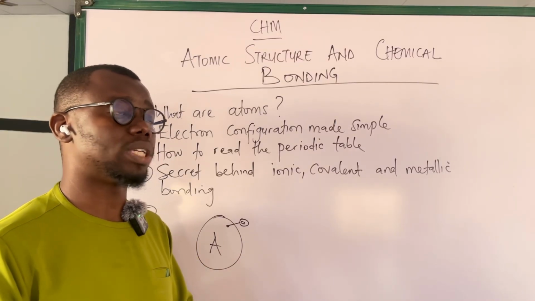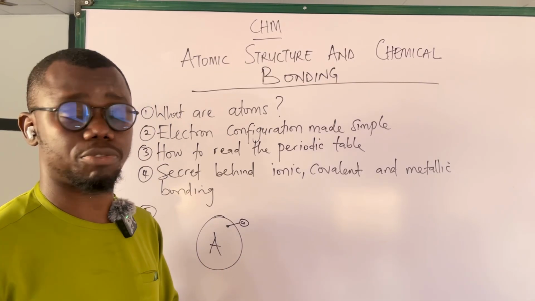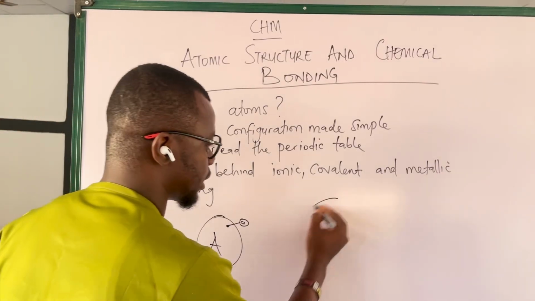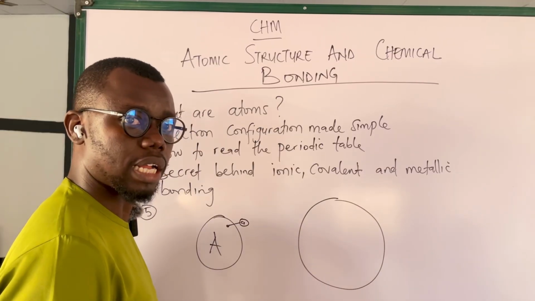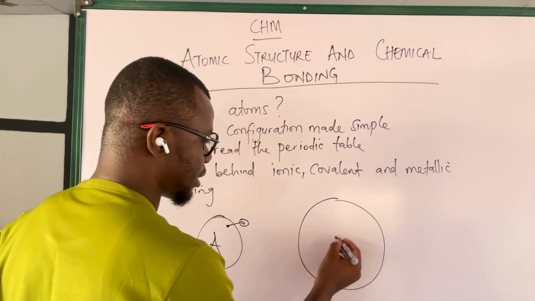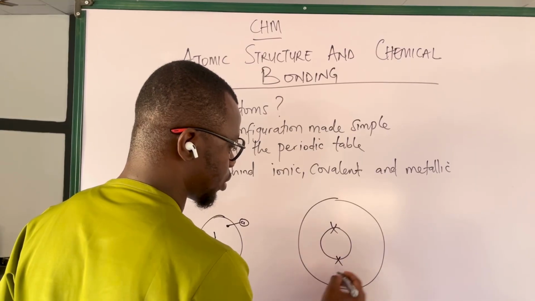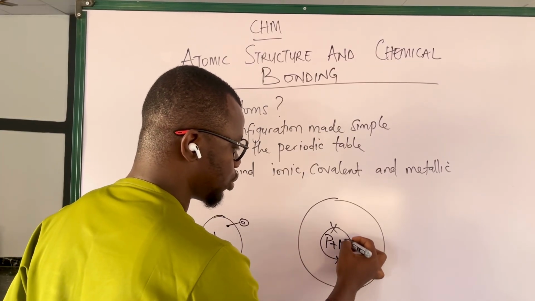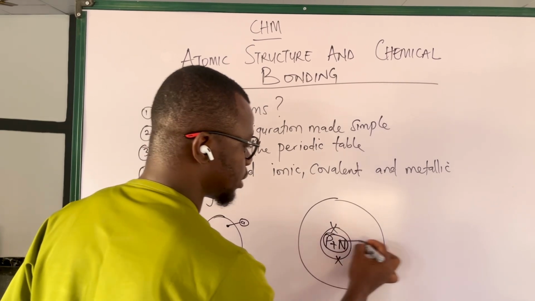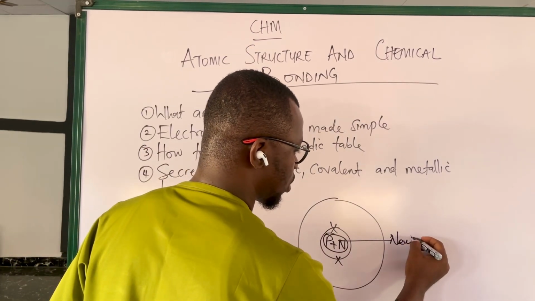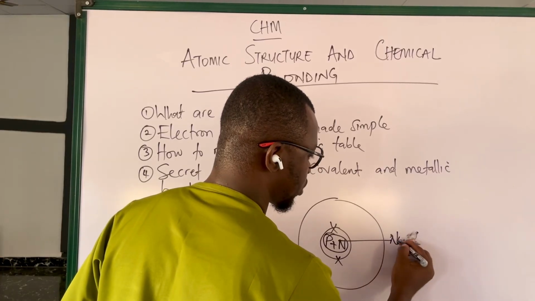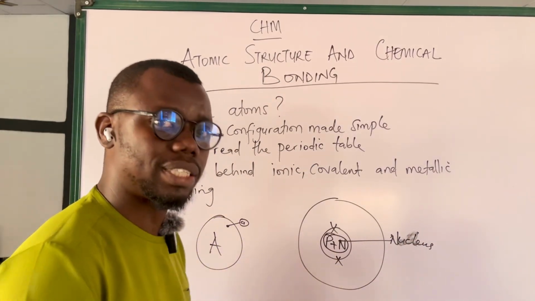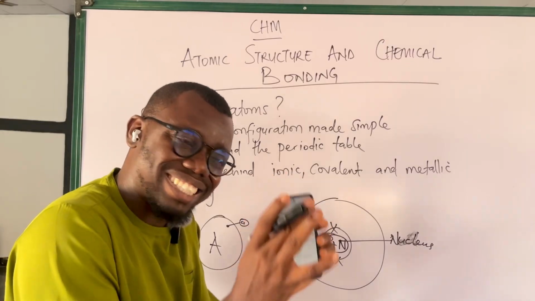Even though we've been told that there are other smaller fragments like your proton and your neutron, let me give you an example. Let's say this is an atom or an element. In this you can have electrons around here, and you can also have your proton and your neutron in the nucleus. This is the nucleus, this is your proton, and this is your neutron. These two are embedded inside the nucleus.